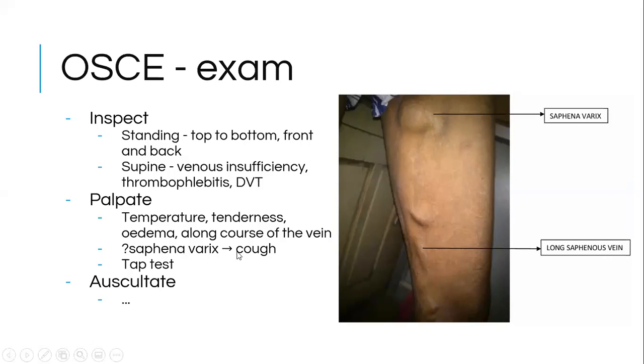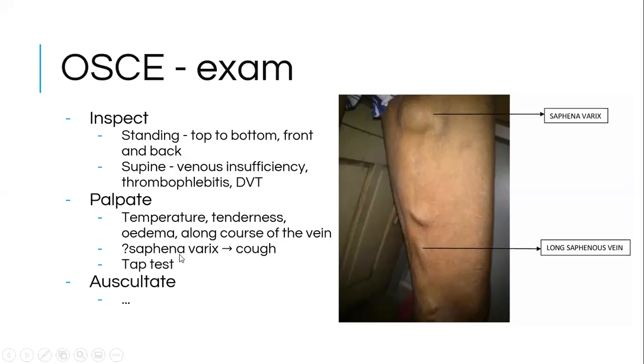And you feel for a cough impulse. So you have them lying down, you put your finger on it, and you ask them to cough. See if you can feel it. If you can feel it, it means that the veins above it aren't working properly because you're getting backflow of blood with this increased abdominal pressure.